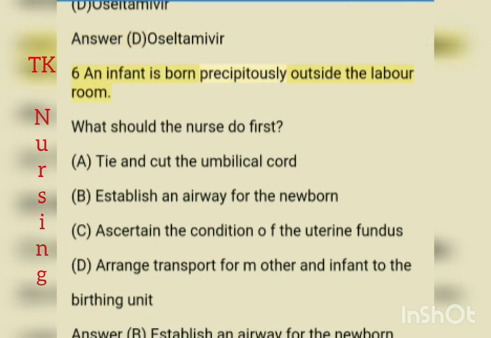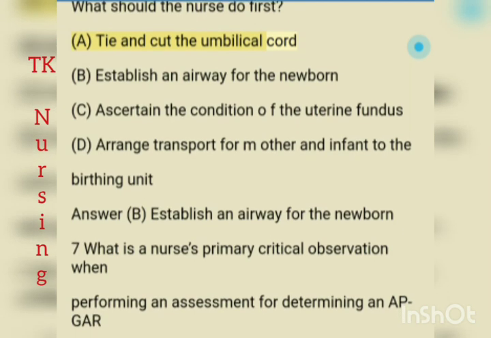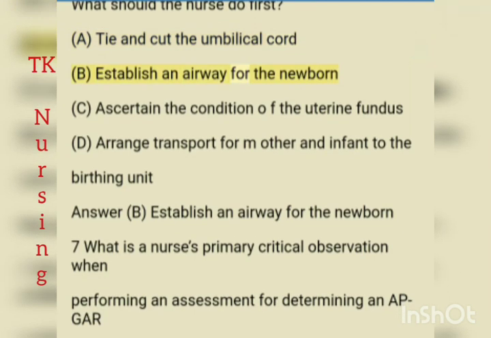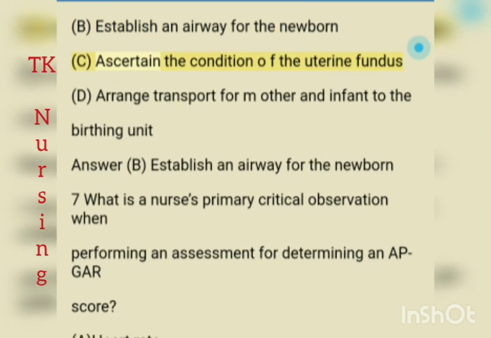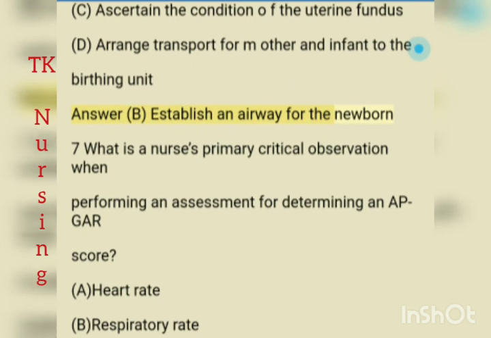6. An infant is born precipitously outside the labor room. What should the nurse do first? A. Tie and cut the umbilical cord. B. Establish an airway for the newborn. C. Ascertain the condition of the uterine fundus. D. Arrange transport for mother and infant to the birthing unit. Answer B. Establish an airway for the newborn.